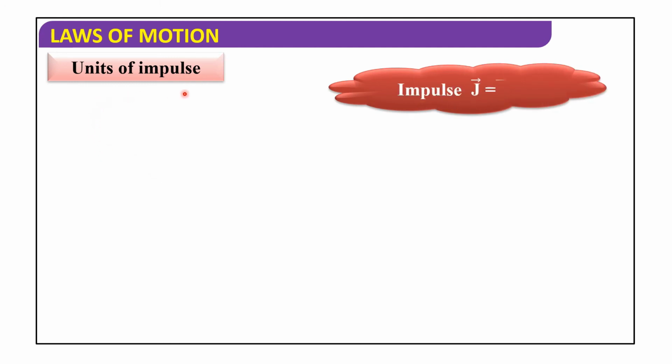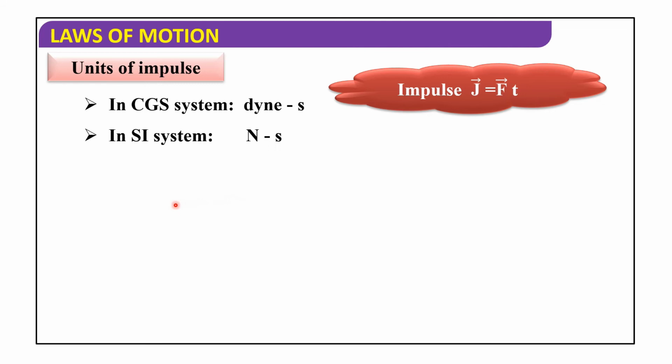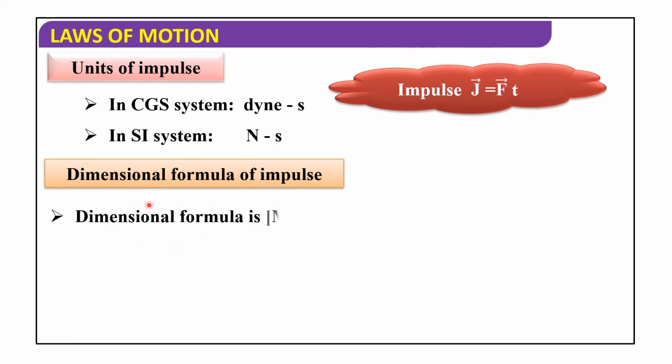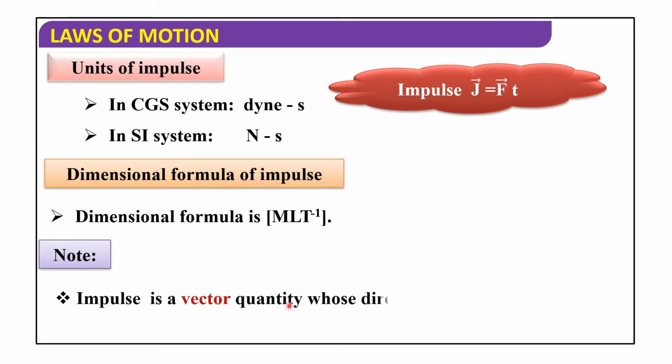Now units of impulse. Impulse J = F̄ × t. In the CGS system, the unit is dyne second. In the SI system, it is newton second. The dimension formula of impulse is MLT⁻¹. Now note: impulse is a vector quantity whose direction is in the direction of force.